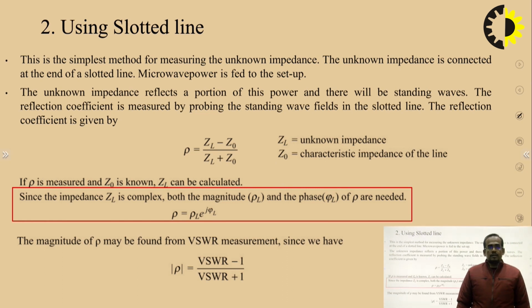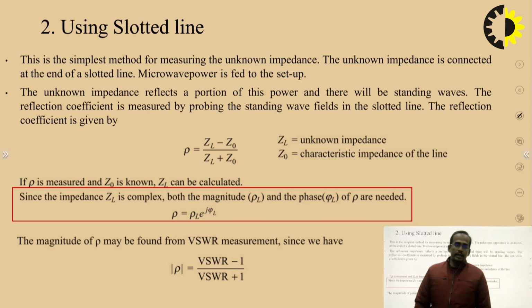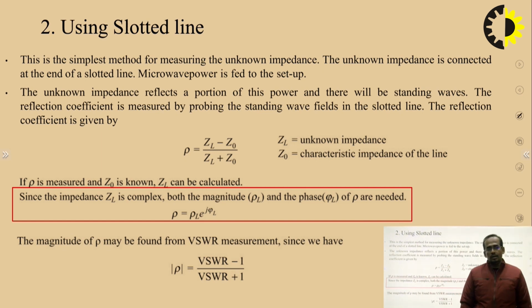Since the impedance ZL is complex, rho has both magnitude and phase: rho = rho_L e^(j phi_L). The magnitude of rho may be found from the VSWR. Rho is nothing but (VSWR - 1) / (VSWR + 1). So we can calculate the value of rho by using ZL and Z0, and if the VSWR is known to us, then we can calculate the value of rho also.